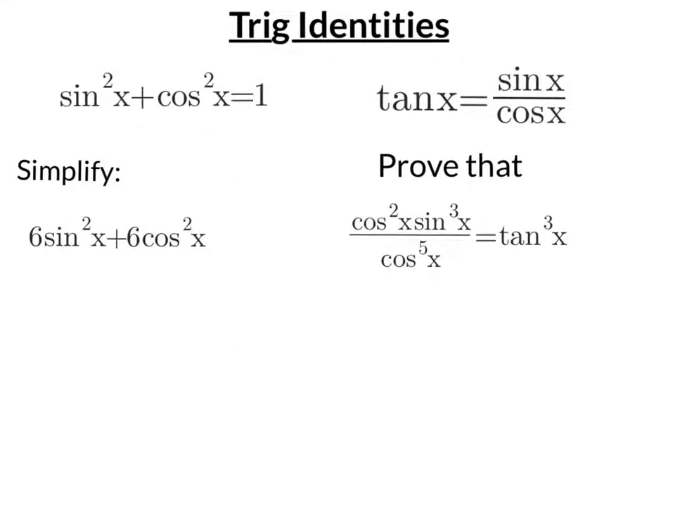In this video, we're going to look at two trig identities, sine squared x plus cos squared x equals 1, and tan x is equal to sine x over cos x. And we're going to use these to help us look at these two examples.